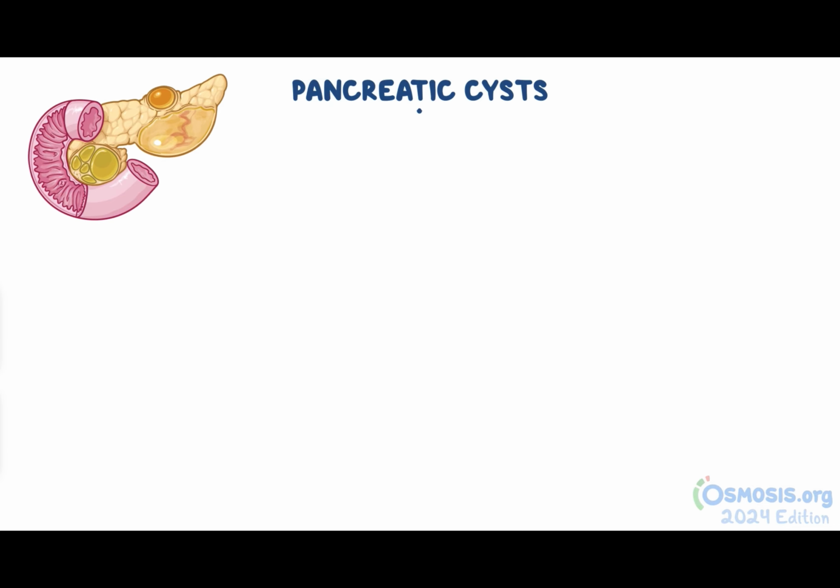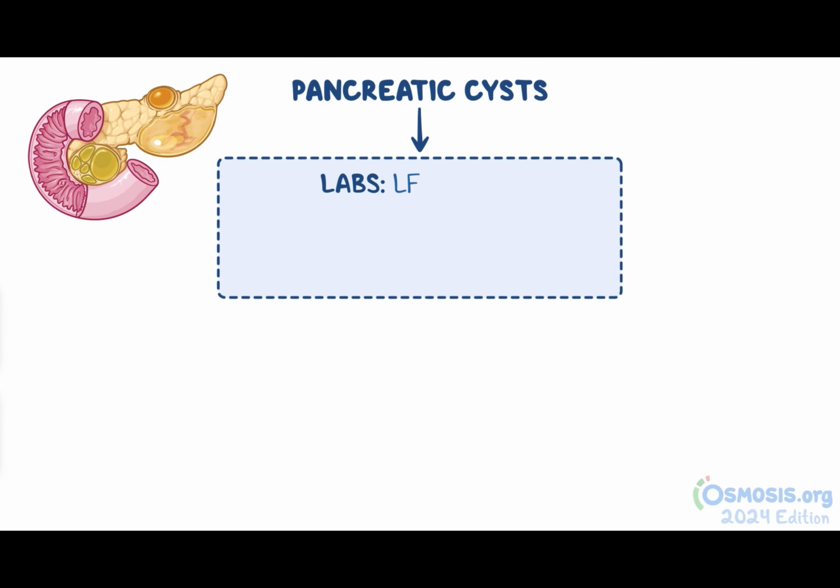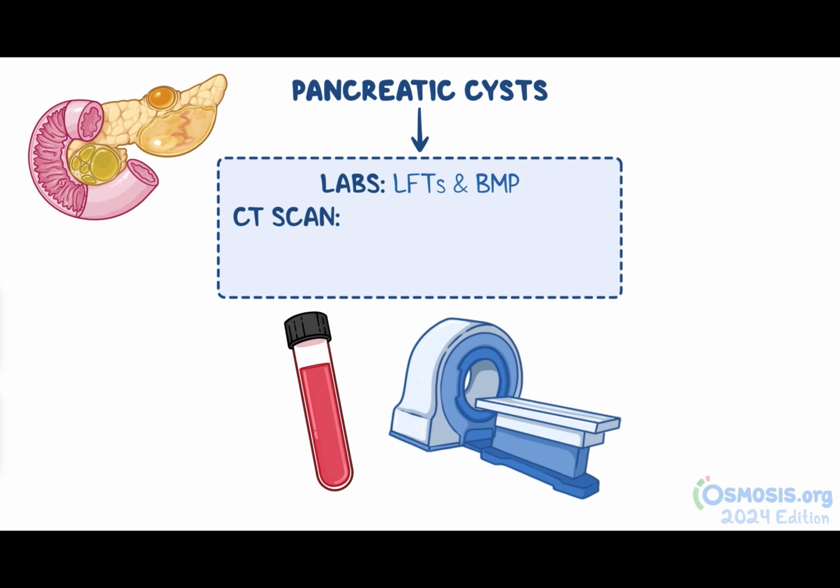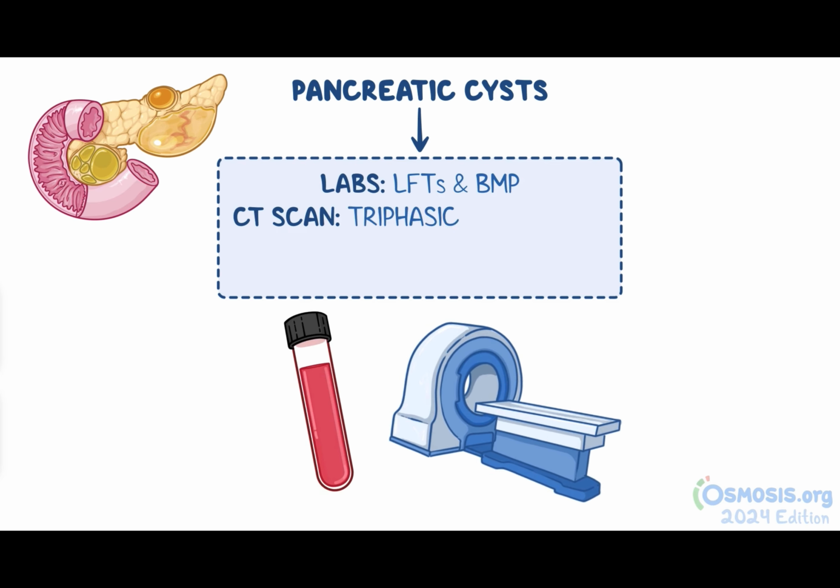For these patients, your next step is to order labs like liver function tests and a basic metabolic panel, as well as a more detailed CT scan of the pancreas, known as the triphasic pancreatic protocol. You may also consider an MRI.